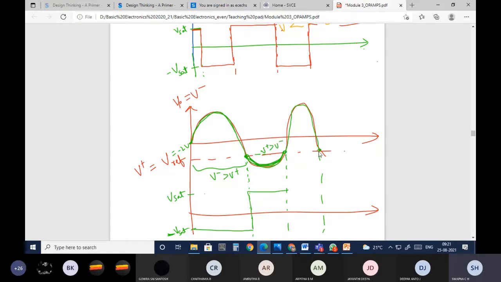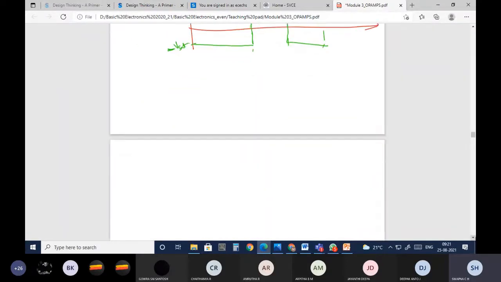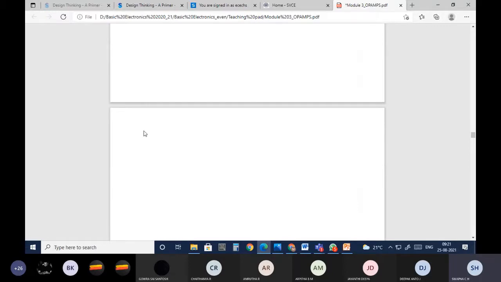Then again from here to here, this is V plus, and this is V minus, right? So from here to here, what happens? V minus is greater than V plus. So I'll have the minus V saturation. This is the output for your other case, when the V reference value is some negative value. Okay, so this is all related to the inverting comparator.